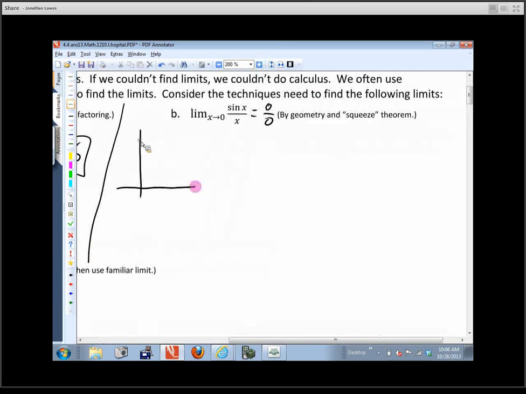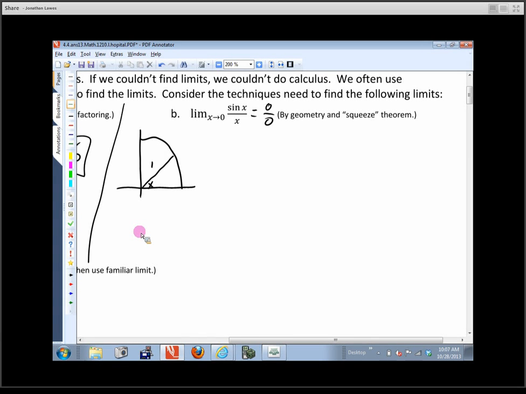So let's draw a little coordinate plane here. And I'm going to draw part of the unit circle, in the first quadrant. That doesn't look anything like a quarter circle. That only looks slightly more like a quarter circle. Okay, and then I'm going to draw this line right here. Now it's on the unit circle, so this is a 1. And I'm going to draw this angle right here, and we do this in radians, so that angle right there is x radians.